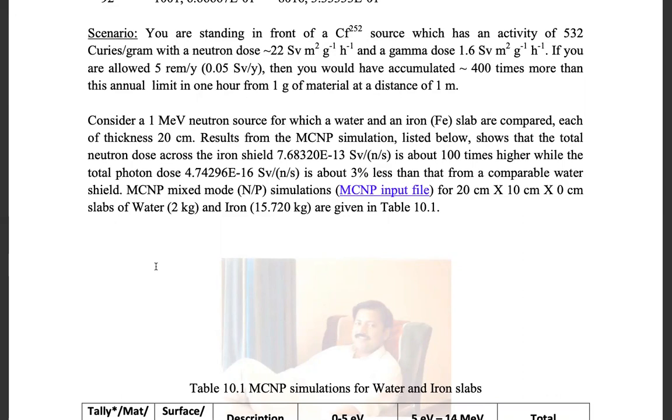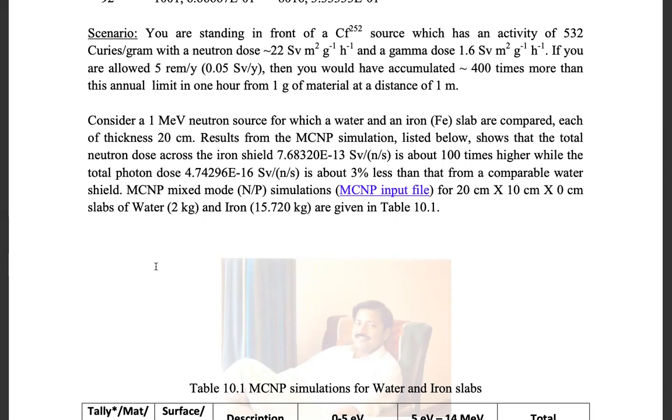Now 1 gram would be less than what you get in a teaspoon. So if you have less than a teaspoon of Californium-252 source, and you're standing for 1 hour in front of it at a distance of 1 meter, then from these numbers, you have already accumulated 400 times more than the annual limit that you put. So what's the way now? Now you have to design a shield. You have to put the shield between you and the neutron source, just like you were standing in front of a heater and you'd have to put something in between so not to receive so much heat.